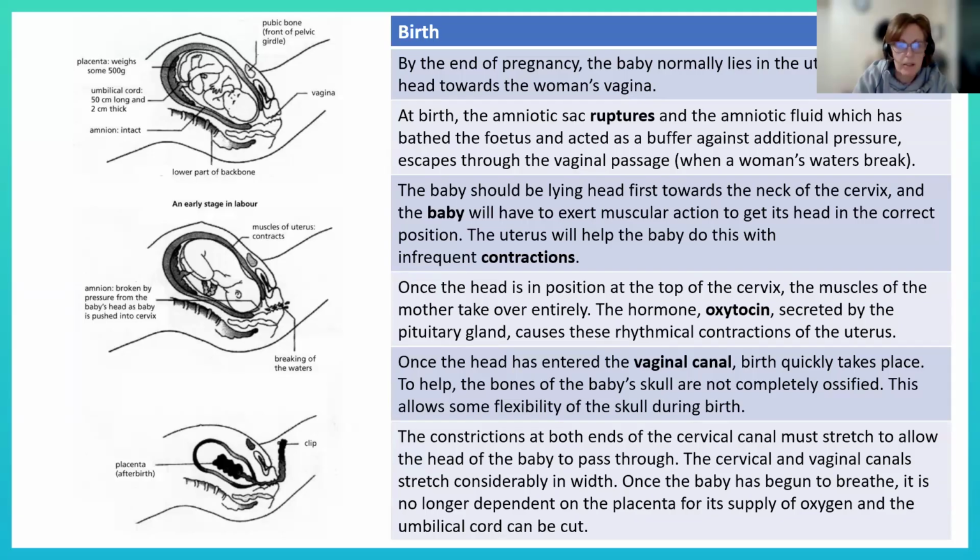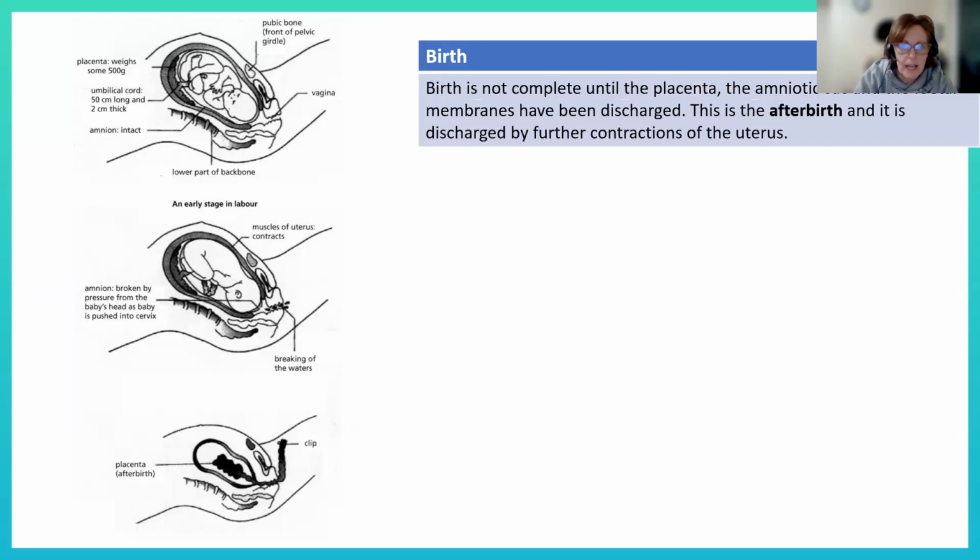Once the baby has begun to breathe, then it no longer needs the placenta to supply oxygen, and the umbilical cord can be clipped. And then, as if that's not enough, the placenta has to be delivered as well. So you then have to deliver a whole organ out through the birth canal. That's nowhere near as painful or as horrific as giving birth because it's much softer. It's just an organ, but still has to be taken out. It happens by further contractions of the uterus.